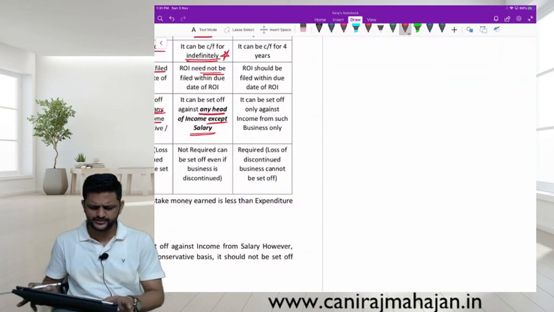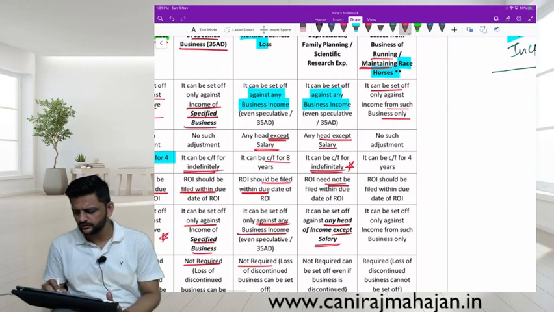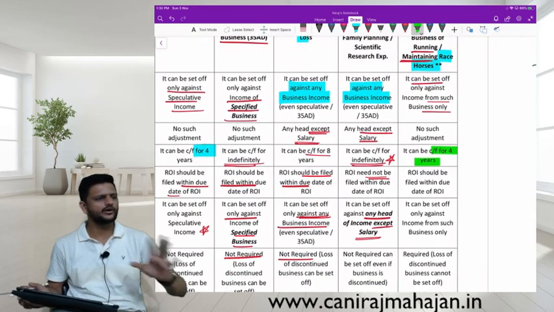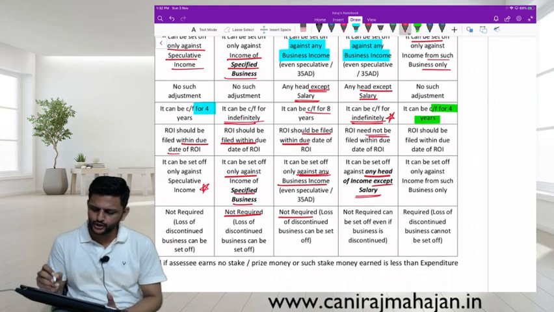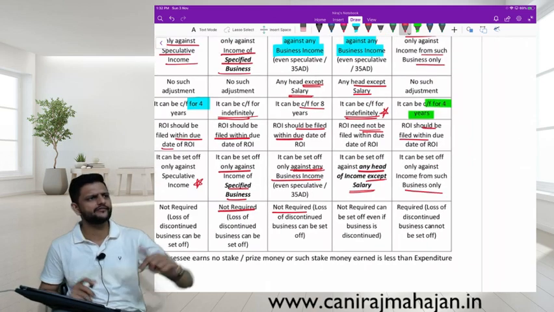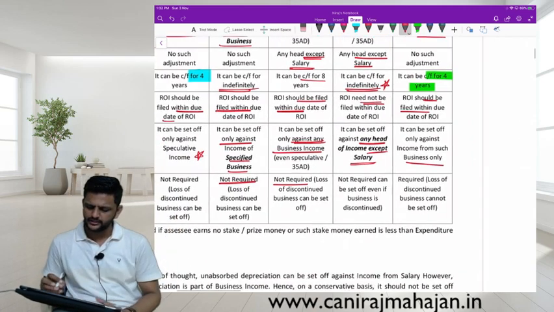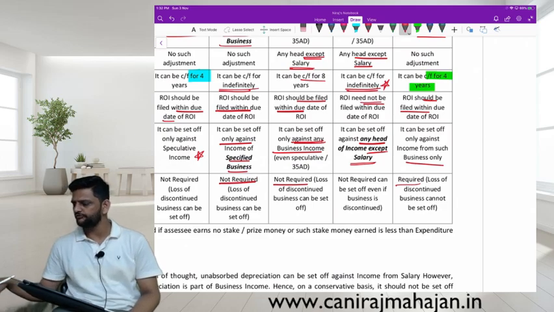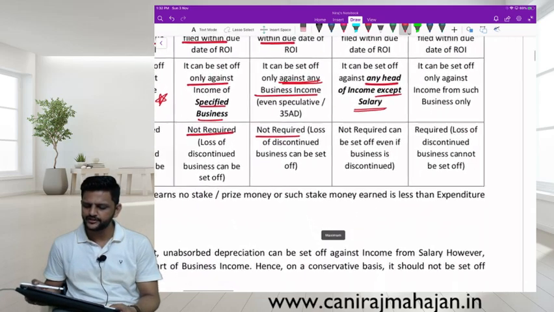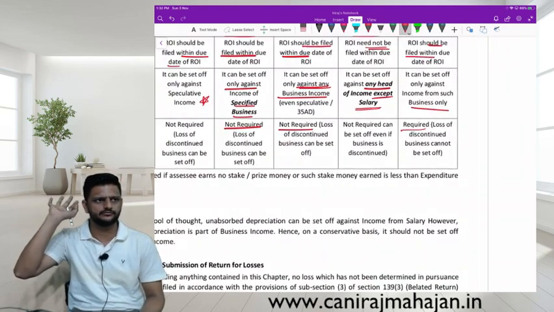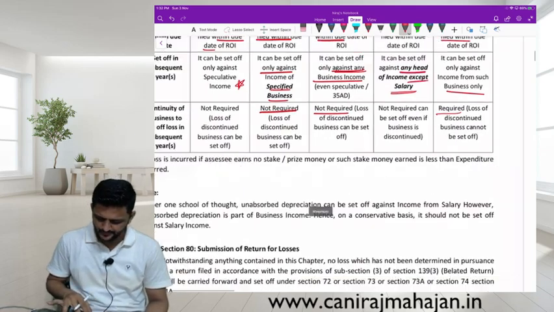Again, for 4 years it can be carried forward, similar to your speculative loss. Yes. So 2 losses will be 4 years, speculative and horse races business. ROI should be filed within due date. It can be set off only against such business, even in the subsequent years, and it has to be continued as a business to be able to be set off. Loss of discontinued business cannot be set off. If that business is discontinued, loss also lapses. Got it?